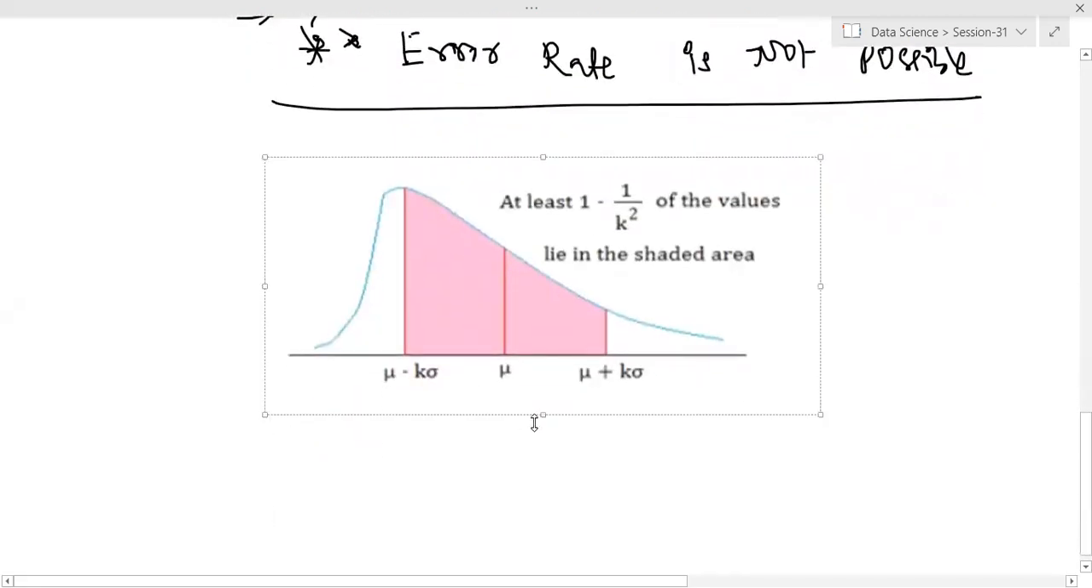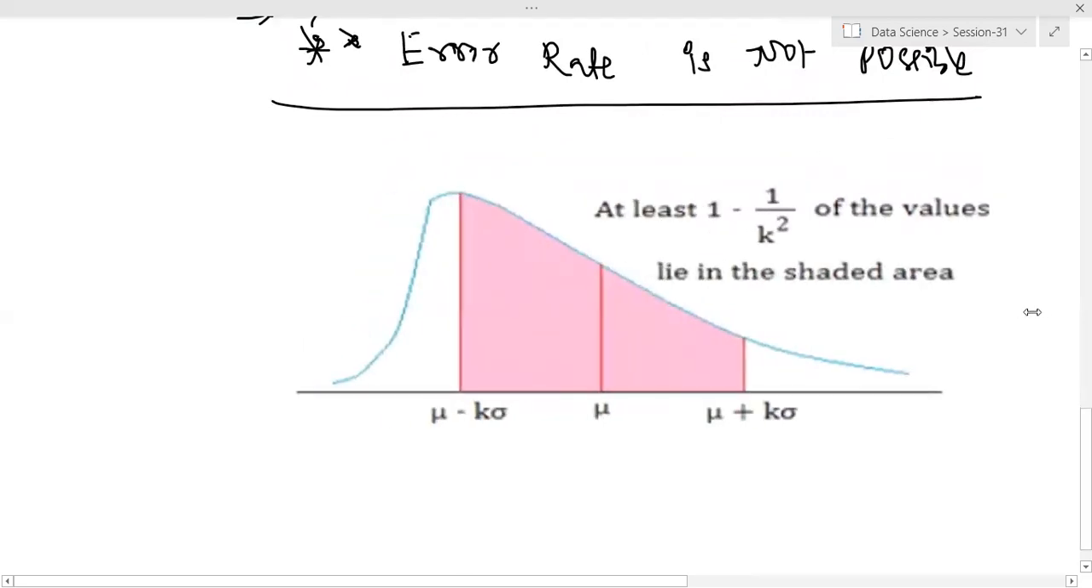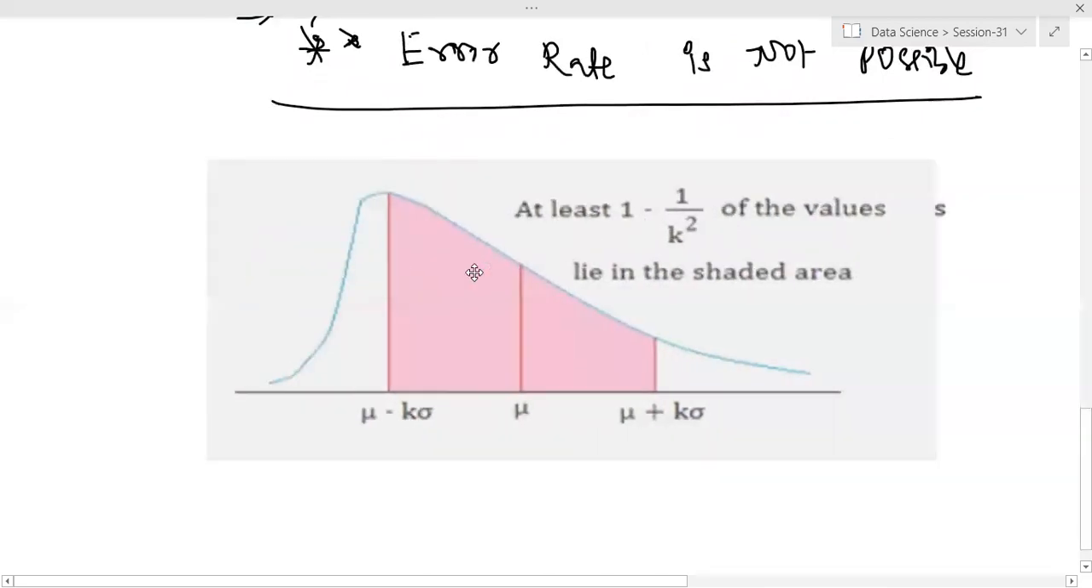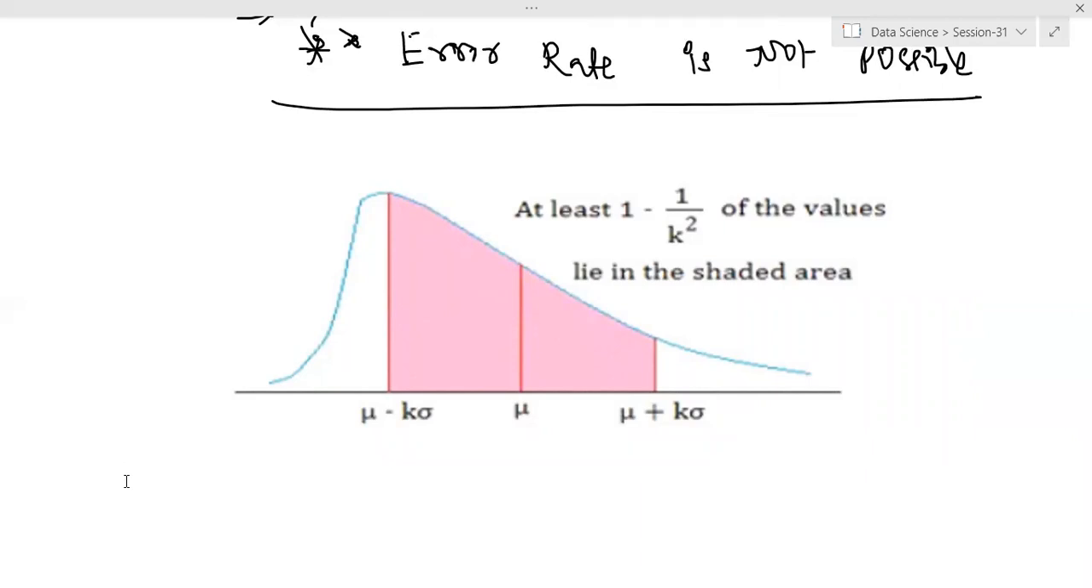Now have a look at this, friends. What is your observation? Think through, and you can leave that empirical rule. Now we are into this Chebyshev's theorem. That too, this is a non-normal distribution. Again, we are making use of mu plus k sigma, mu minus k sigma, but we are not sure whether that k equals 1, k equals 2, or k equals 3.